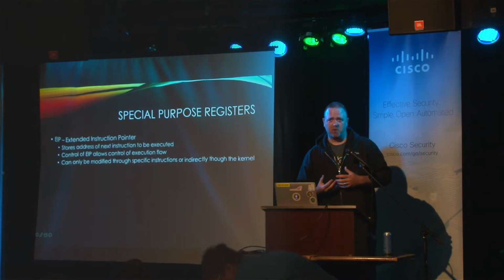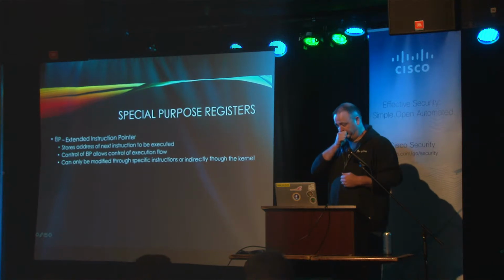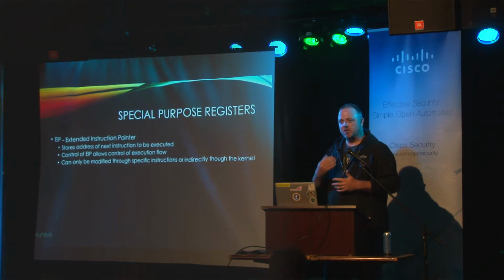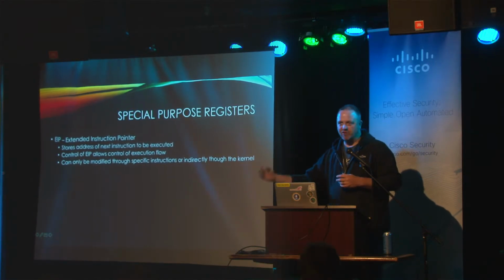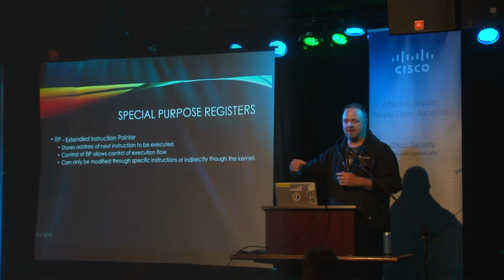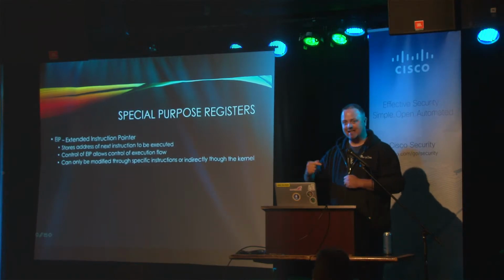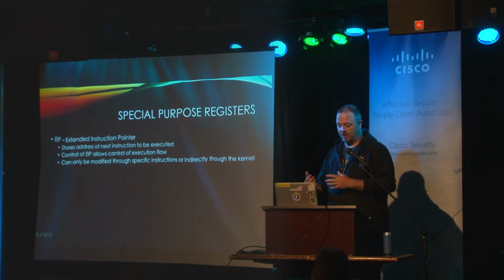There are also special purpose registers, things like EIP, the instruction pointer. The instruction pointer controls the flow of execution. The address that's in EIP is the next instruction to be executed. It doesn't store data, it doesn't store instructions, it stores memory addresses where instructions live. And if you can control what goes into EIP, then you control the flow of execution.